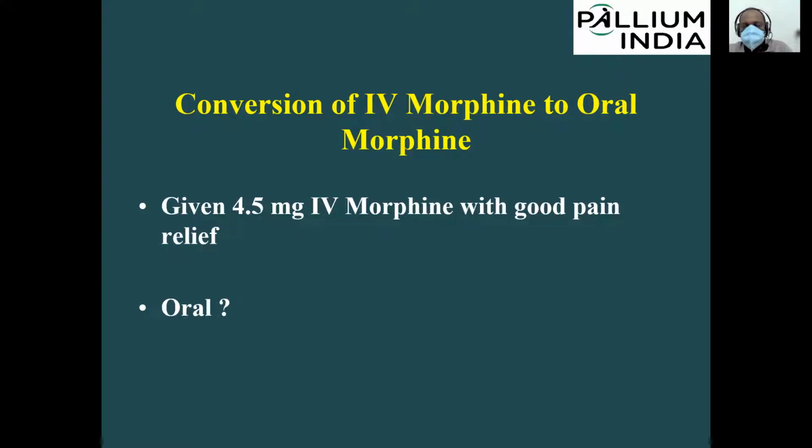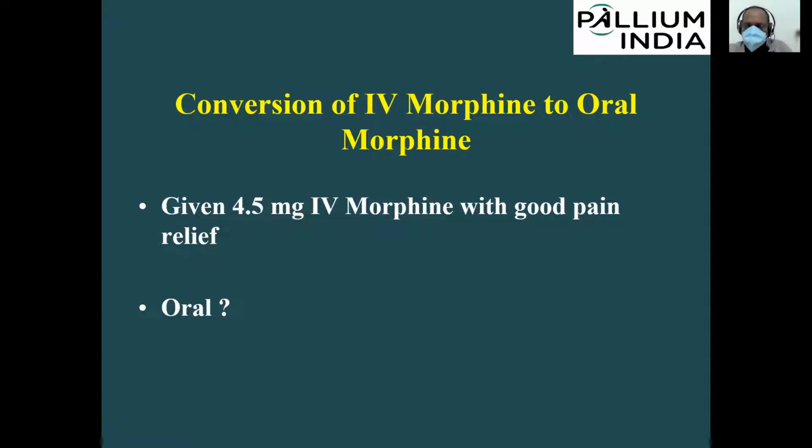Actually, you need not admit the patient. This can be done on an outpatient basis. So every day we conduct at least 2 or 3 IV morphine trials in our outpatient department. So no need to admit the patient. And after this, you can send the patient home after converting the injection into oral morphine tablet. So how will you convert injection morphine to oral morphine?